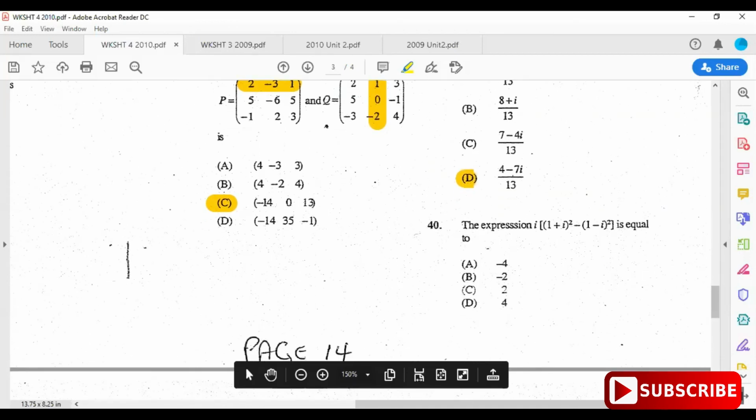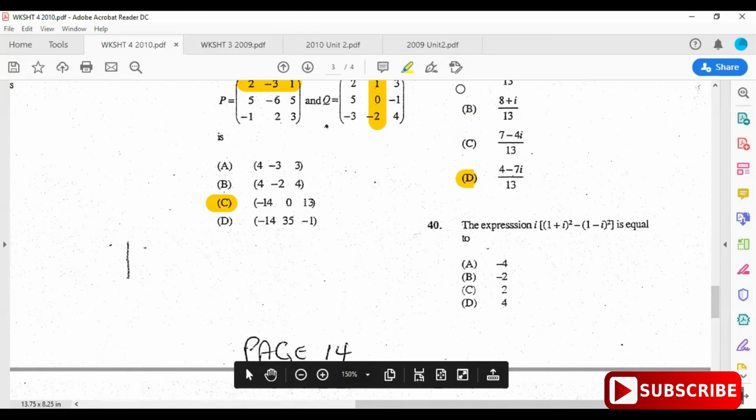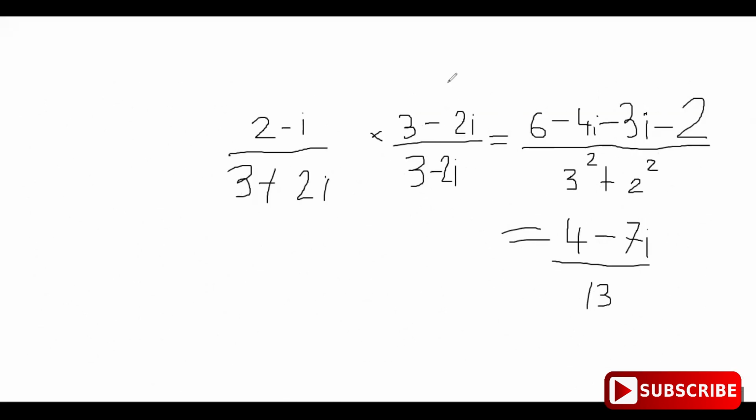True. All right, so now they're asking for the expression i times (1 plus i) squared minus (1 minus i) squared. Now to do this, you have i times bracket (i plus 1) all squared. (i plus 1) all squared is just going to be i squared plus 2i plus 1. Minus (i minus 1) all squared is still going to be i squared minus 2i plus 1. All right, that's what we get.